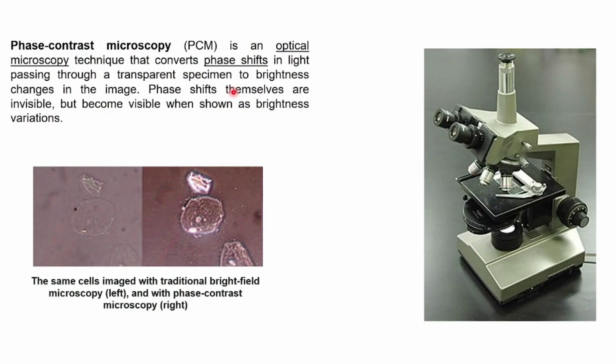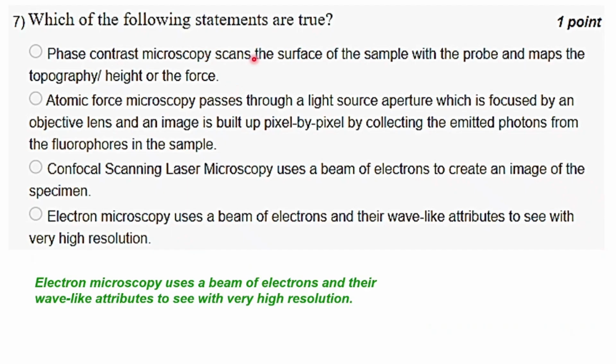So what is phase contrast microscopy? The name is quite self-explanatory. Here it is written, phase contrast microscopy scans the surface of the sample with the probe and maps the topography or height of the force. This is a wrong statement because this job is done by atomic force microscopy, which I'll discuss. Phase contrast microscopy doesn't do this, so it's a false statement.